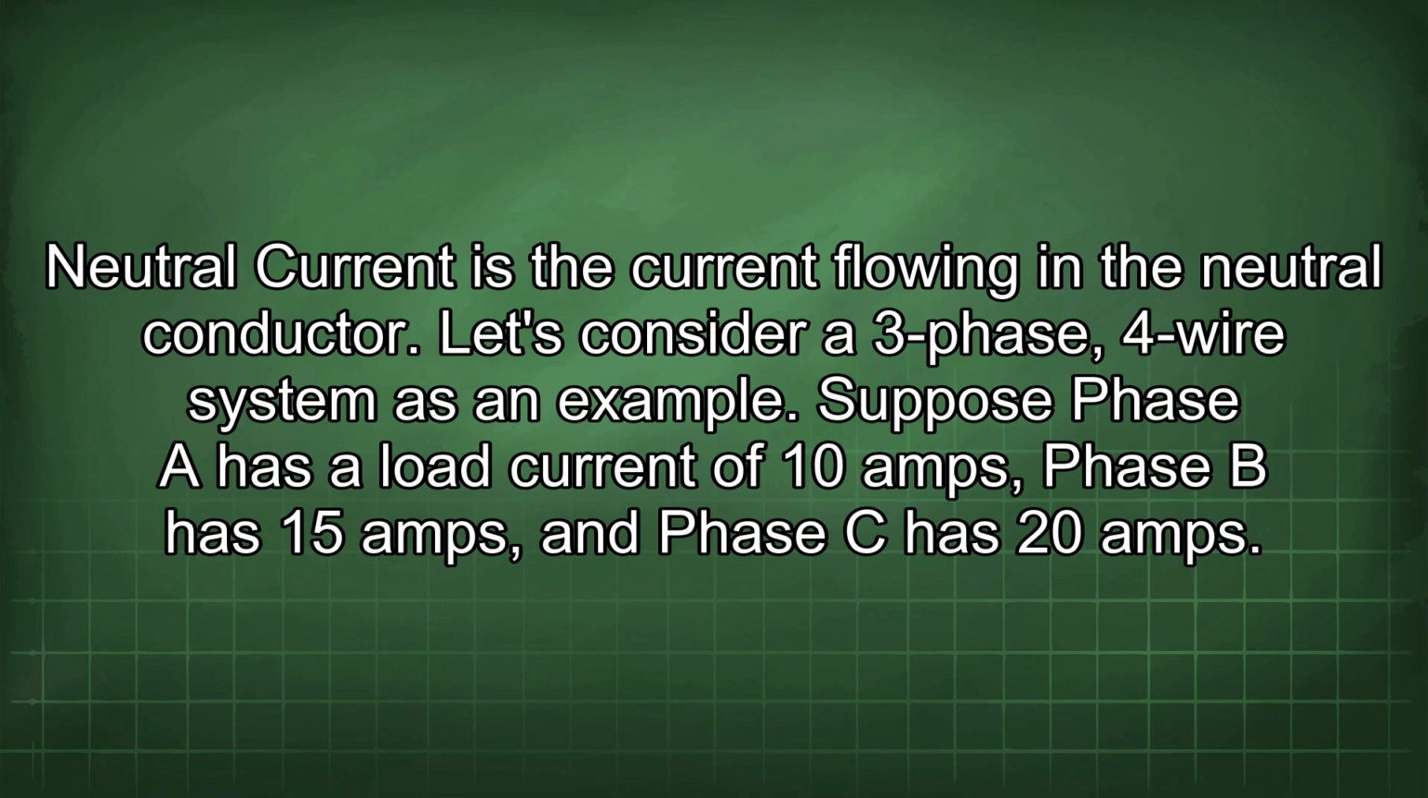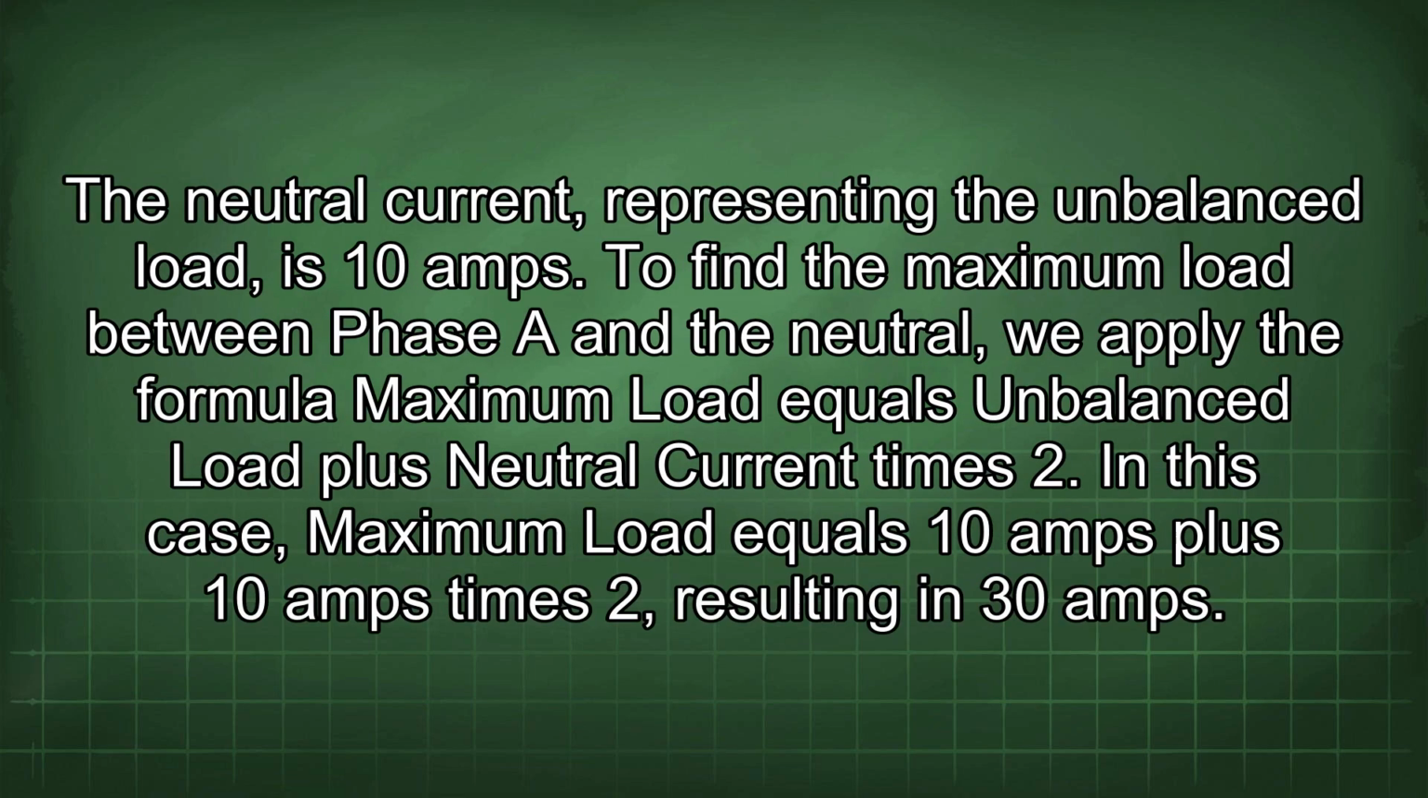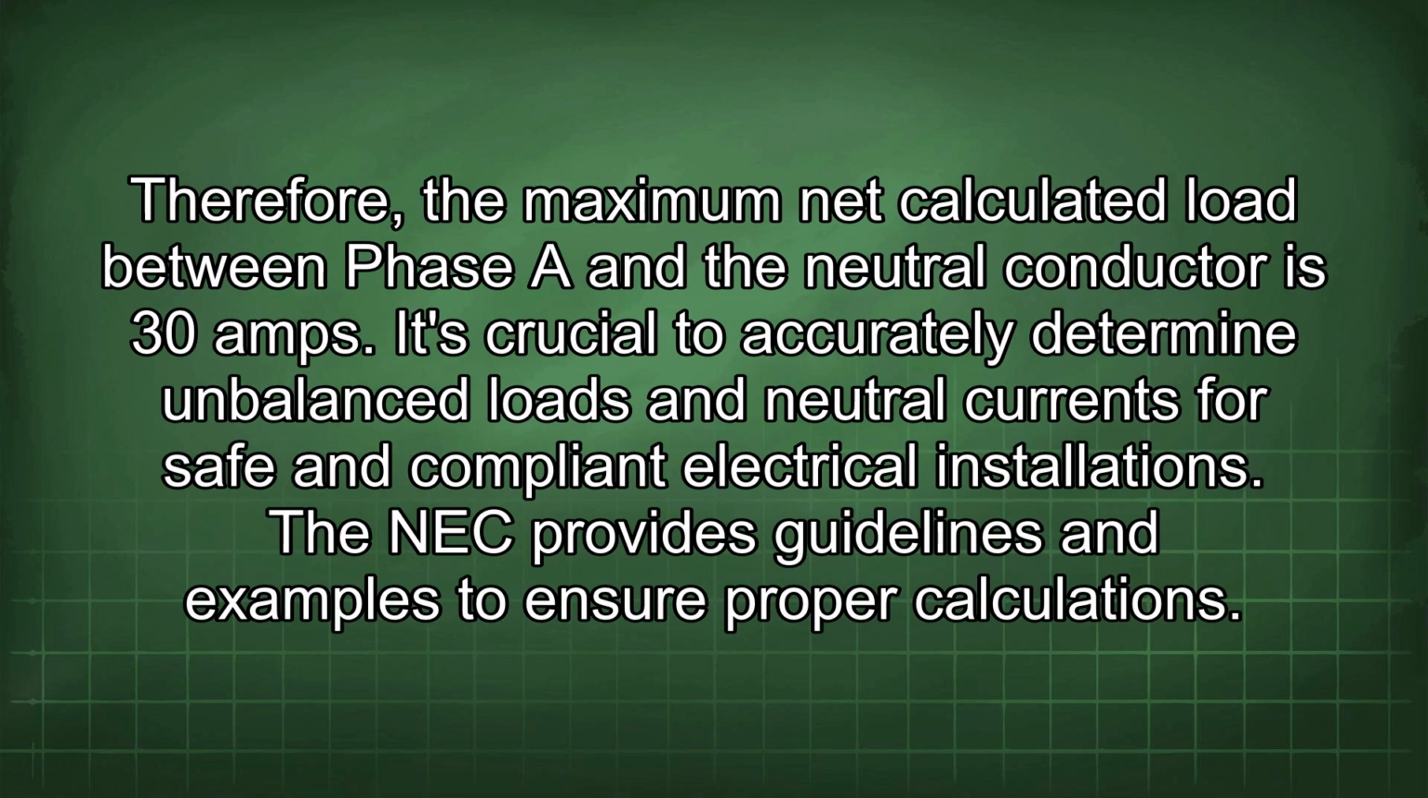Let's consider a three-phase, four-wire system as an example. Suppose phase A has a load current of 10 amps, phase B has 15 amps, and phase C has 20 amps. The neutral current, representing the unbalanced load, is 10 amps. To find the maximum load between phase and the neutral, we apply the formula: maximum load equals unbalanced load plus neutral current times 2. In this case, maximum load equals 10 amps plus 10 amps times 2, resulting in 30 amps. Therefore, the maximum net calculated load between phase and the neutral conductor is 30 amps.